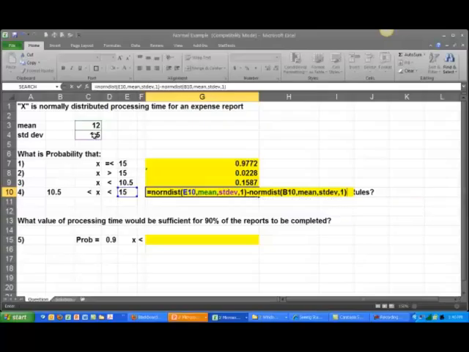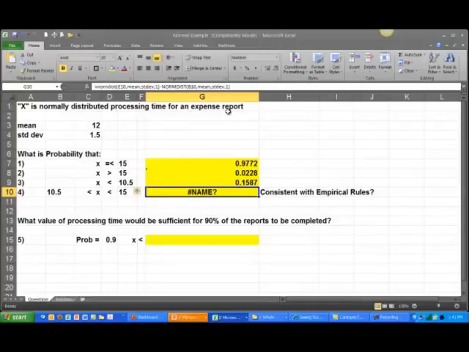And you notice here, again, I didn't have to worry about whether I want 10.5 or something less than 10.5, because it's continuous. I can just take the actual boundary values. I don't have to worry about whether they're inclusive or exclusive. It makes no difference, because the probability of being at 10.5 is 0. The probability of being at 15 is 0. So I mentioned you have to spell these things correctly, right?